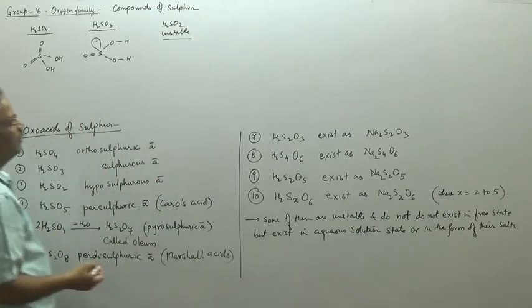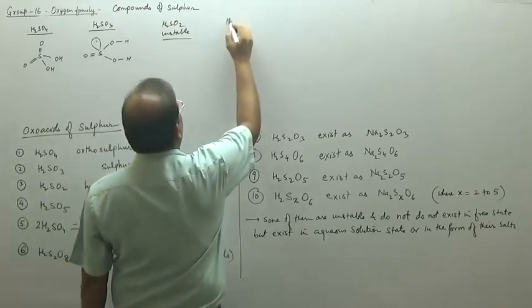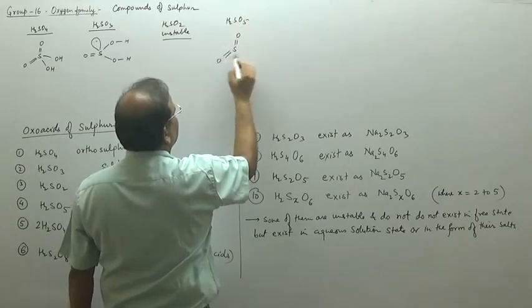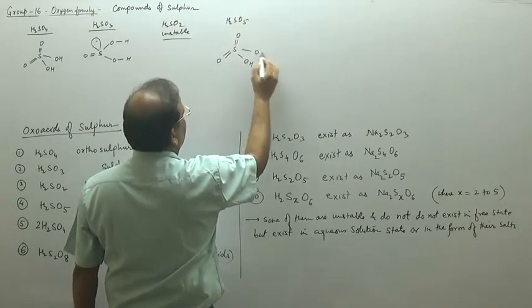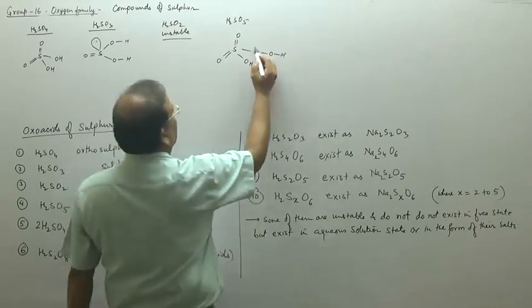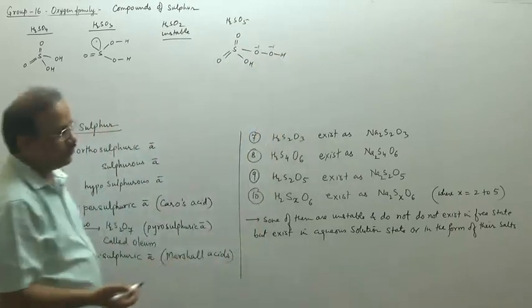Then we can write peroxymonosulfuric acid, H2SO5. It will be like this, and it can exist very easily. This is OH, and here is the peroxide bond which is present in that.